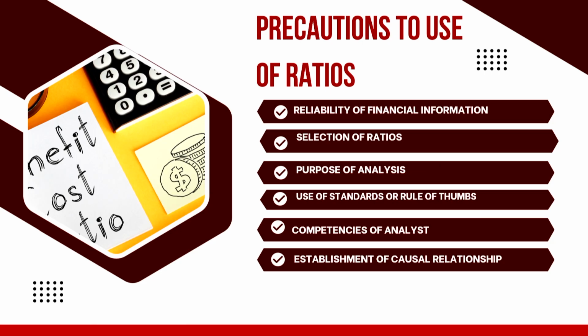Now, looking at the limitations, we have to adopt some precautions while making use of financial ratios as a technique of financial analysis leading to financial decisions. To start with, the reliability of financial information. We all know there is heavy prevalence of window dressing in the financial information, which dilutes the accuracy, reliability and authenticity of financial information which is used as input while calculating different financial ratios.